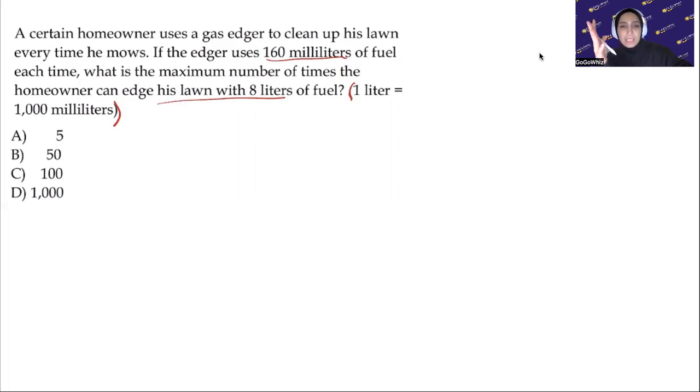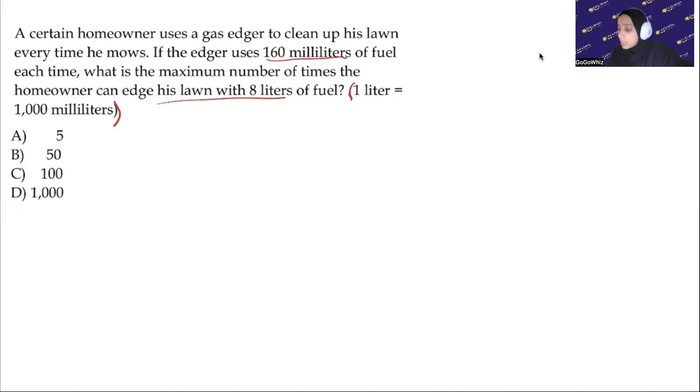So I'm basically saying, okay, if every time it takes me 160 milliliters and I have 8,000 milliliters, well, in those 8,000 milliliters, how many 160s can I use, right? Because that's what I use every time. So we're trying to find how many times he can use it that maximizes. I can't go any further.